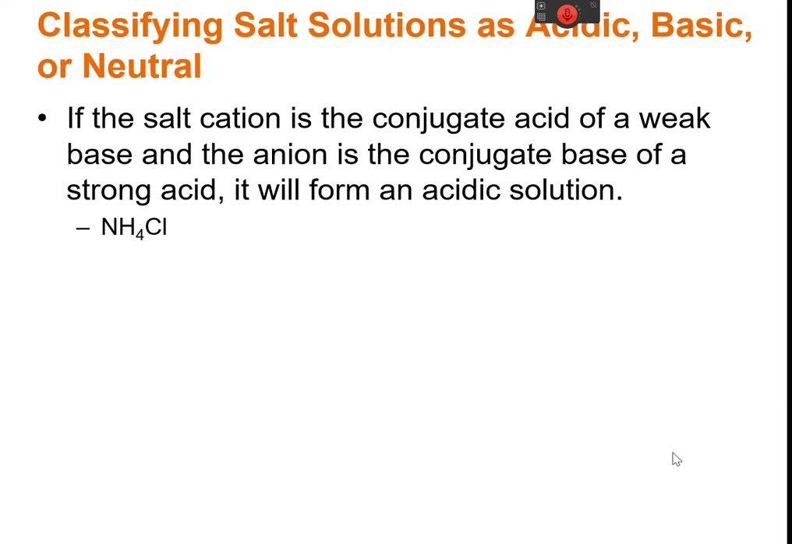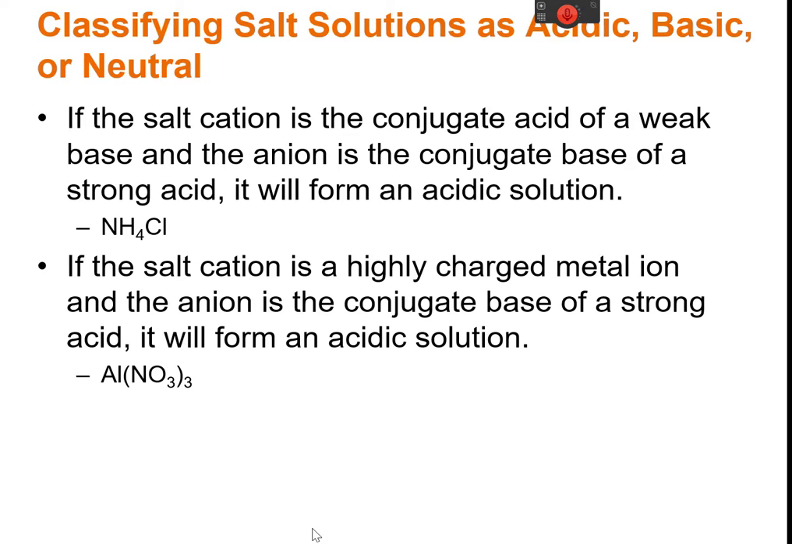And then here we're looking at the kind of opposite example of that. If the anion part of this is the conjugate base of a strong acid, that doesn't do anything. But the cation is the conjugate acid of a weak base, and that will do something. So a conjugate acid of a weak base does something. Because it does something, that part will then be acidic, whereas the part that is the counter ion of a strong acid does nothing. So this one will be an acidic solution.